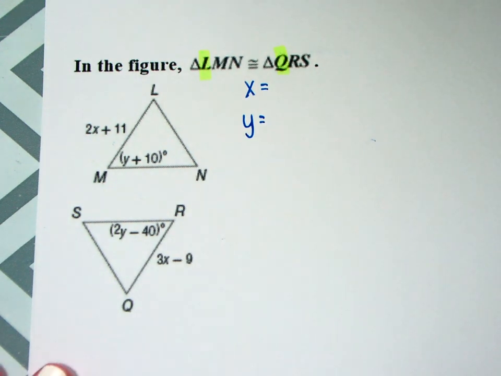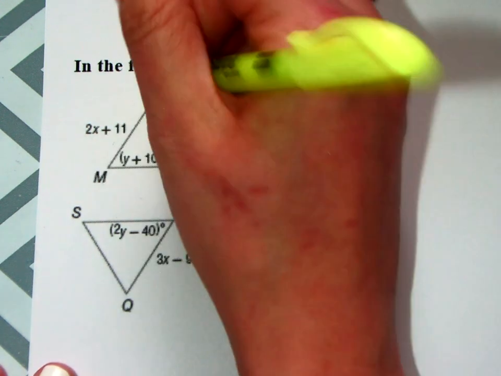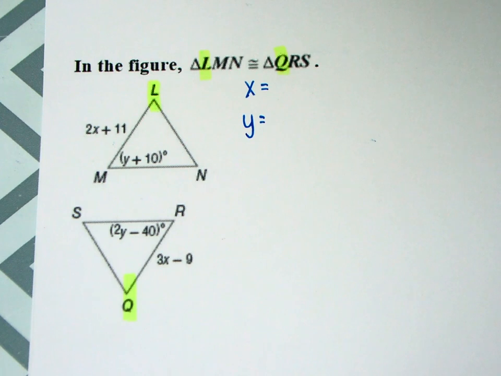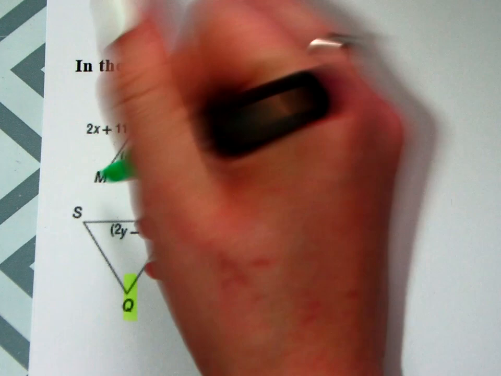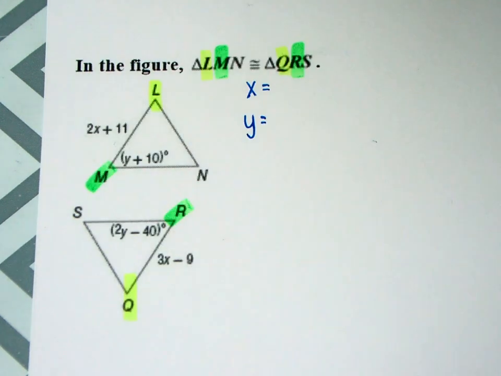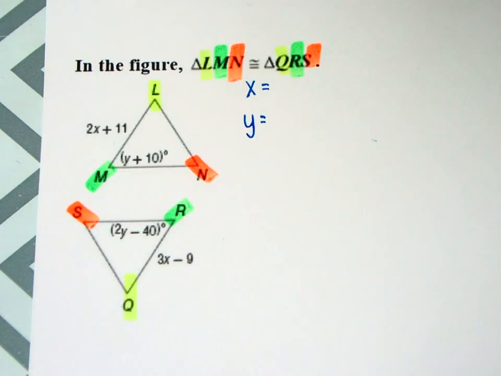So L and Q are congruent, so L corresponds to Q. This takes no time at all to do, so I expect you to do it. M and R. And then we have N and S. Take the time. You don't have to use highlighter, but you need to do something. It's such an easy concept that you're going to get overconfident and just make a silly mistake. Take the time to label.